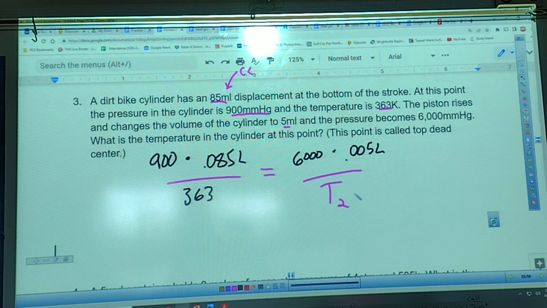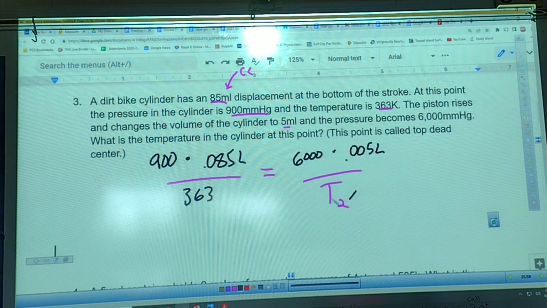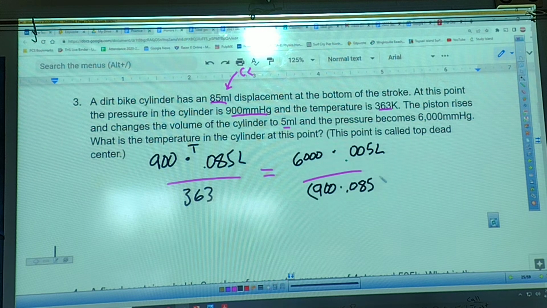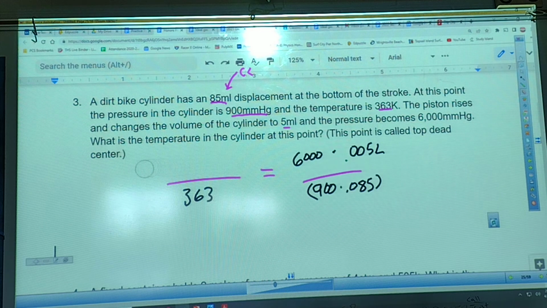Now, the hard part about a problem like this is the variables on the bottom. But we know from our middle school math that we can cross multiply numbers, correct? So I'm going to take this t, this variable we don't know, and I'm going to put it up here. I'm going to take 900 times 0.085, and I'm going to put it down here. So this is just cross multiplying. 900 times 0.085. So those numbers go down there. And then we can put the t up here. And now it's going to be easy to solve.